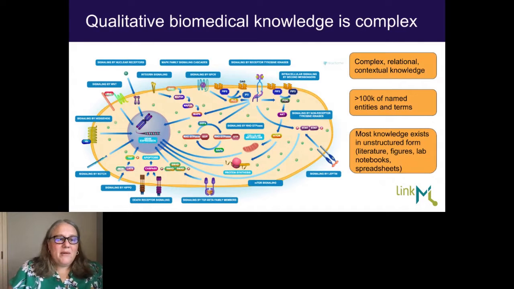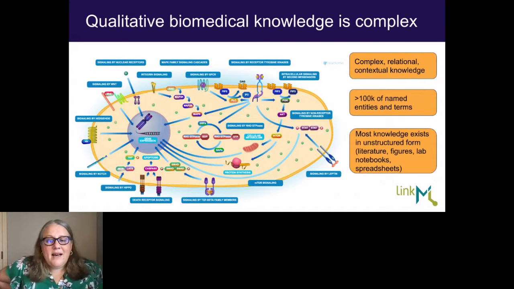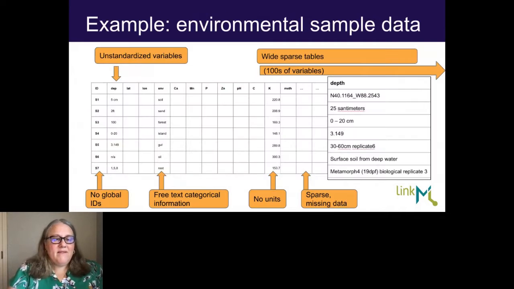But of course, quantitative biomedical knowledge and biological knowledge is really complex. It's not necessarily relational. There are a lot of connections and components that switch on and off, right? We have thousands of named entities and terms, hundreds of thousands actually. And most of our knowledge, just to be fair, is still in unstructured formats like literature, figures, lab notebooks, spreadsheets. And that can make it difficult to interoperate with.